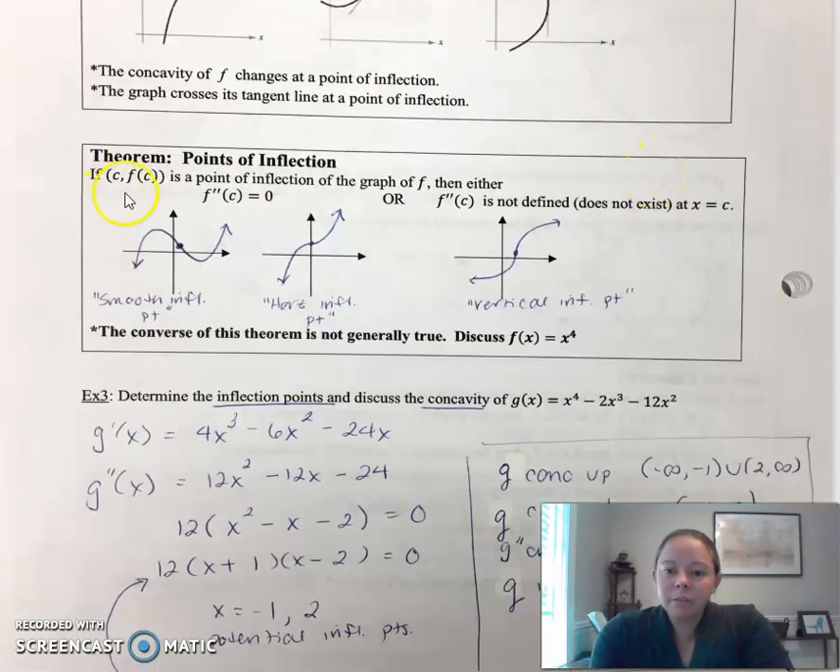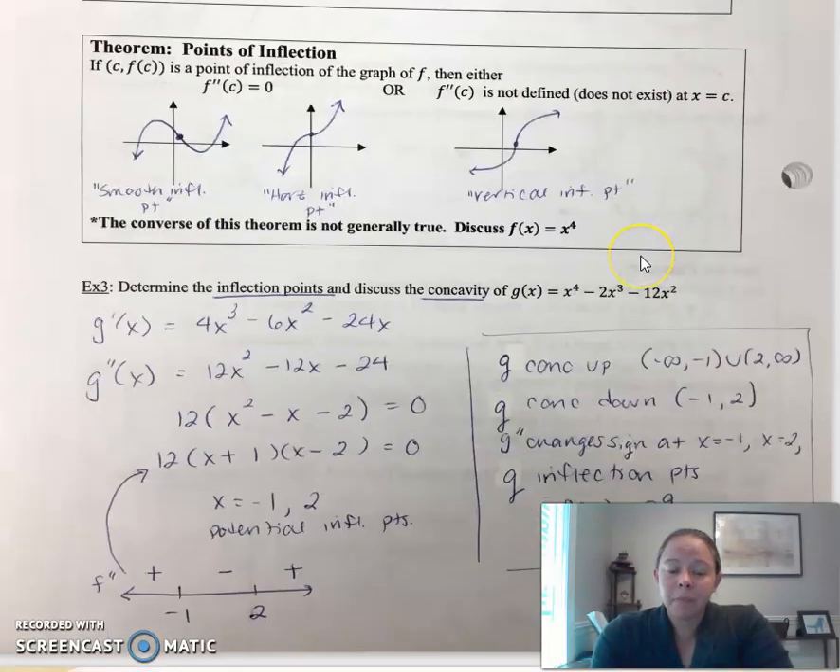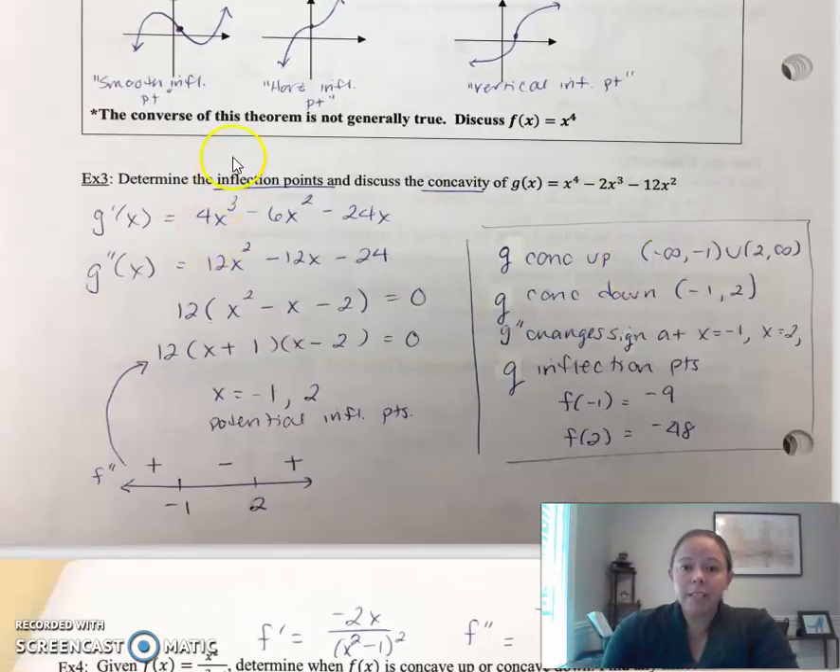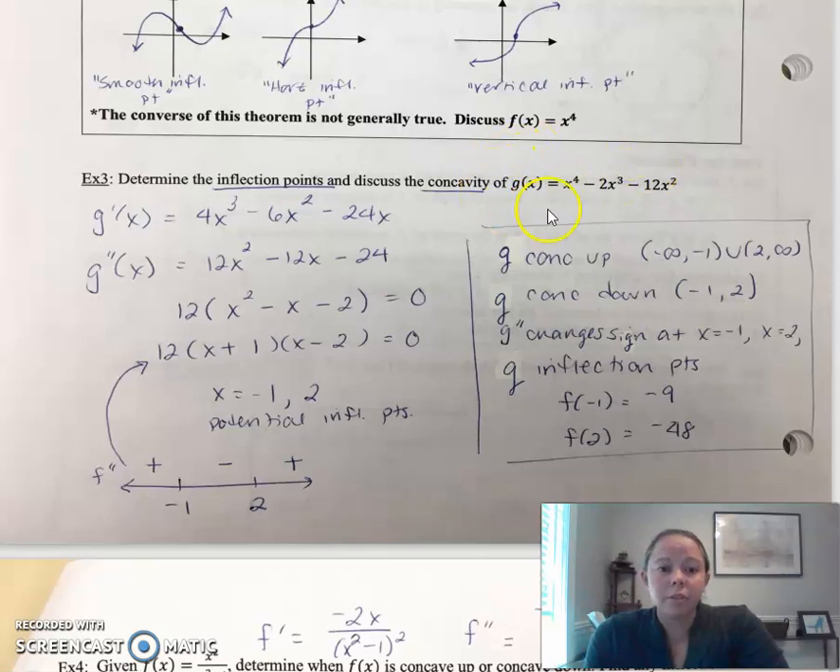So points of inflection on a graph are where the double derivative equals 0 or the double derivative might not be defined, and that's where you might have a vertical inflection point. But where the double derivative equals 0, it could be a smooth or it could be a horizontal. All right, so here's an example: determine the inflection points and discuss the concavity for this function.